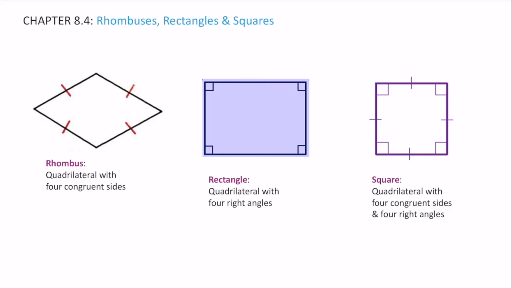Today's lesson is about three special quadrilaterals. That's what they're called: rhombuses, rectangles, squares. And a rhombus is any quadrilateral with four congruent sides: 1, 2, 3, 4, all the same length.